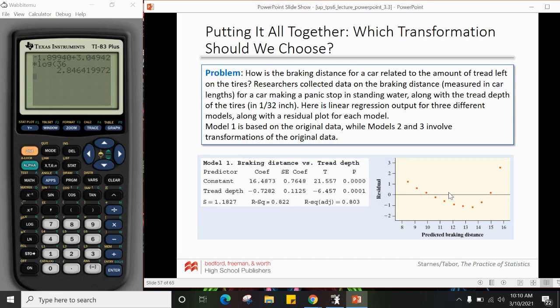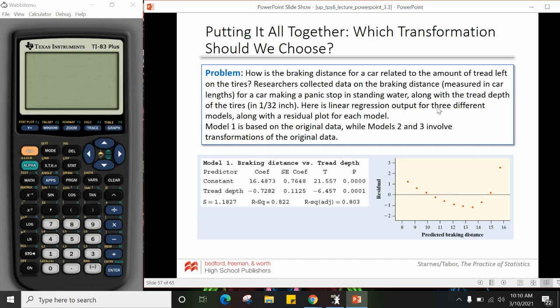So here is some data. How is braking distance for a car related to the amount of tread left on the tires? Researchers collect data on the braking distance, measured in car lengths, for a car making a panic stop in standing water, along with the tread depth of the tires in 1/32 of an inch. Here is a linear regression output of 3 different models along with a residual plot for each model. Model 1 is based on the original data, while models 2 and 3 involve transformed data.